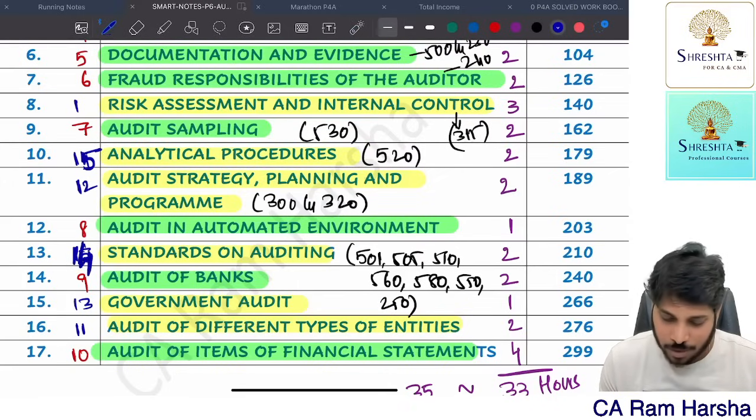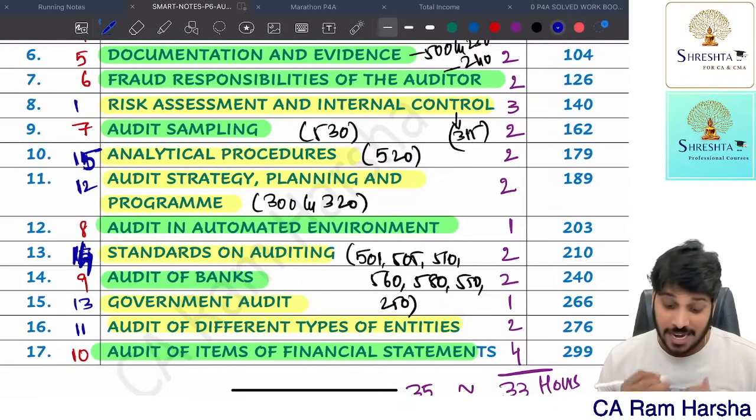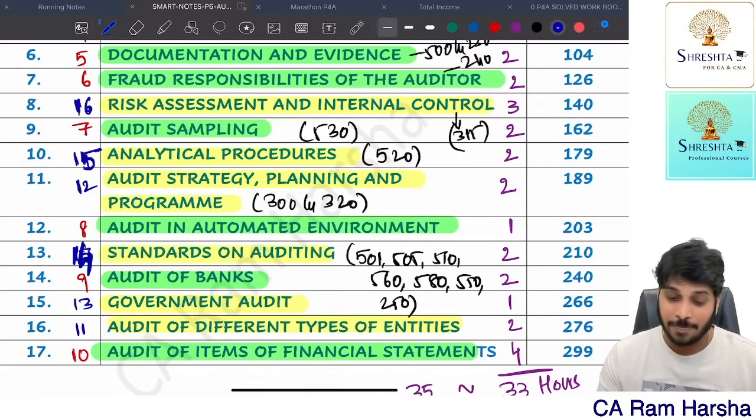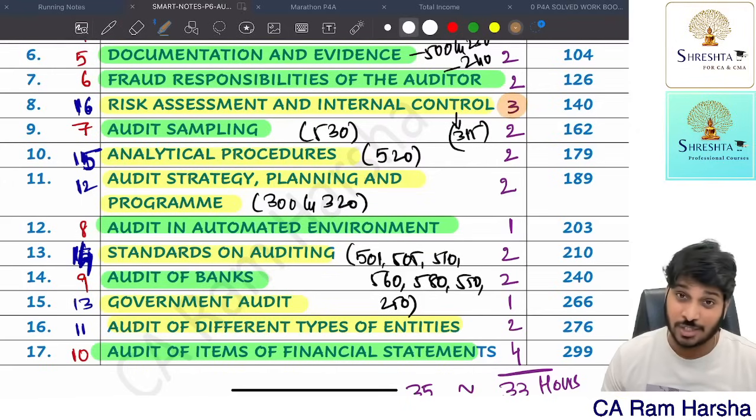Make a small modification, please kindly. Standards 14, analytical 15, finally risk assessment. If you still have time after revising everything, then risk assessment. You see, risk assessment takes 3 hours. I'm telling you, risk assessment and internal control is a very tricky topic.